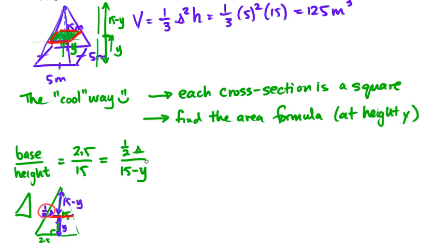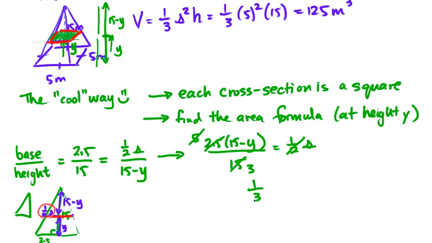So by cross multiplying or by a little bit of algebraic manipulation, we can get what the side length is. And in this case, I'm doing 2.5 times (15 minus y), all divided by 15. That's what a half of an s is. And if I multiply it by 2, I get 5 times (15 minus y) divided by 15, which is 1/3 of (15 minus y) as my s value. So the side length at arbitrary height y is 1/3 of (15 minus y), and I want the area formula.